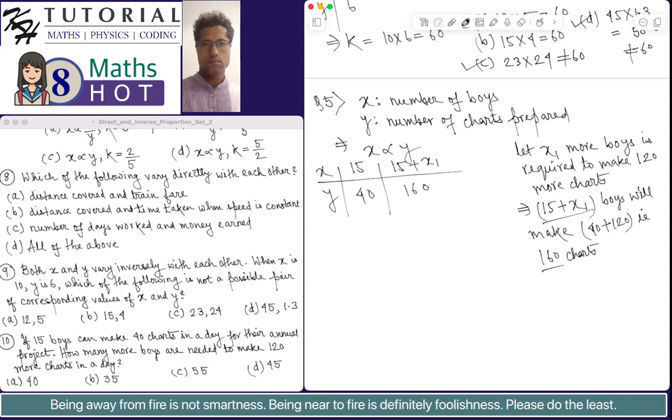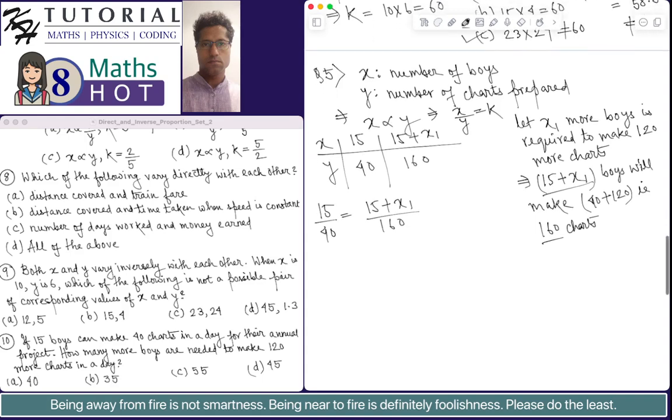Now since these two quantities x and y are in direct proportion, the value of the ratio of all the corresponding values must be the same constant. So we must have 15 by 40 is equal to 15 plus x1 divided by 160. So we get a linear equation in the unknown x1, and we can easily solve it using the technique of solving linear equation in one variable. Now before doing cross multiplication, always try to simplify the values. That is, if you can, divide both the sides by some number or multiply with some non-zero number.